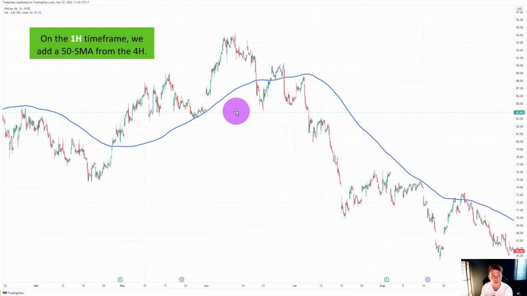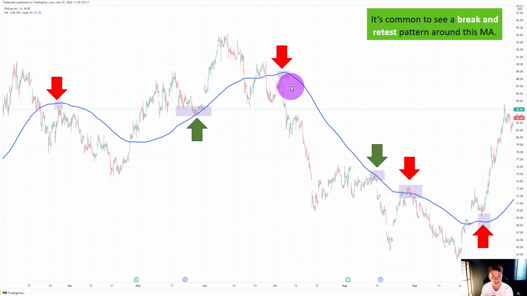And what is very common in FX, but also in stock markets, as you can see here, is that the market is drawn towards the 50 SMA, especially after an initial break. The market often comes back to retest it. So here's the break below, we retest and continue. Here we break the moving average from underneath, then we retest it and continue.